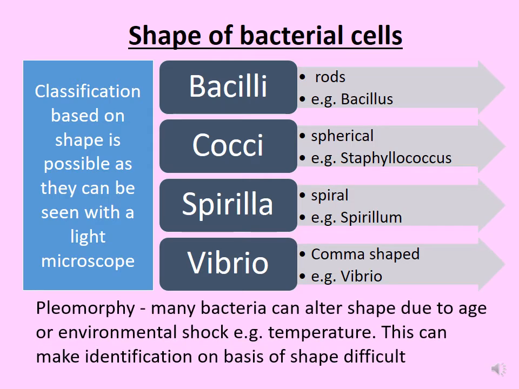Pleomorphy describes how bacteria can change their shape due to their age or environmental shock, for example, changes in temperature. This can make their identification due to their shape quite difficult.